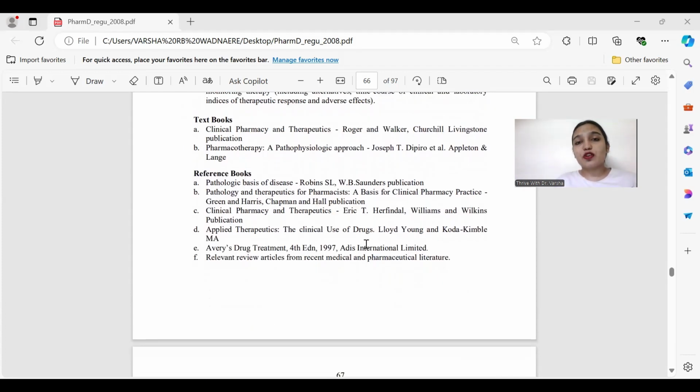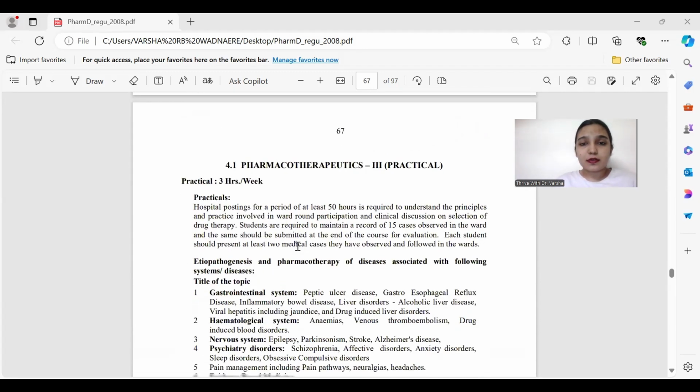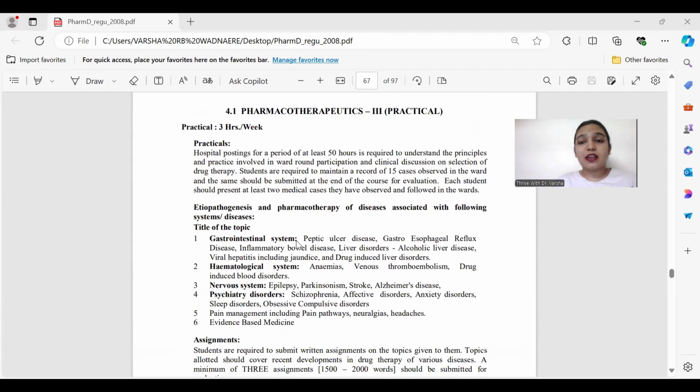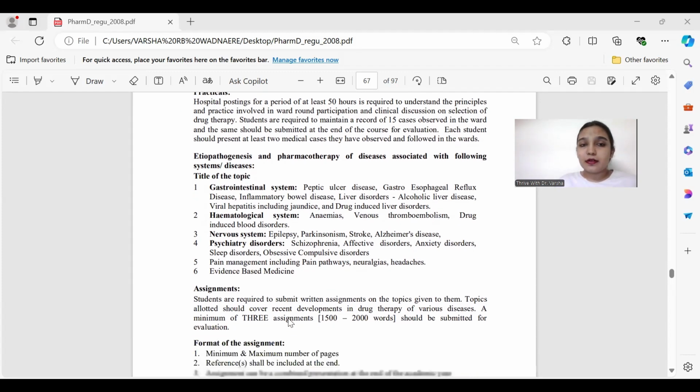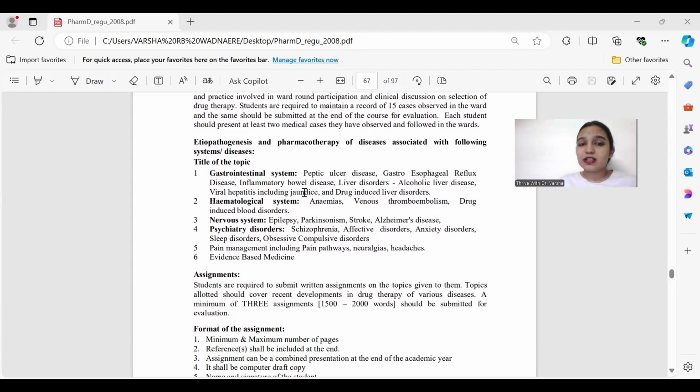For the textbook and reference books which you can refer to this year, again DiPiro, as well as Roger and Walker, and any book for reference that is available in your library. And in practical, now you will have to work for more hours than previous years, and this year you will have to maintain a record of at least 15 cases that you have observed, from the date of admission till the date of discharge. Then you will also have to present at least 2 medical cases that you have observed and followed in the wards by giving presentations.